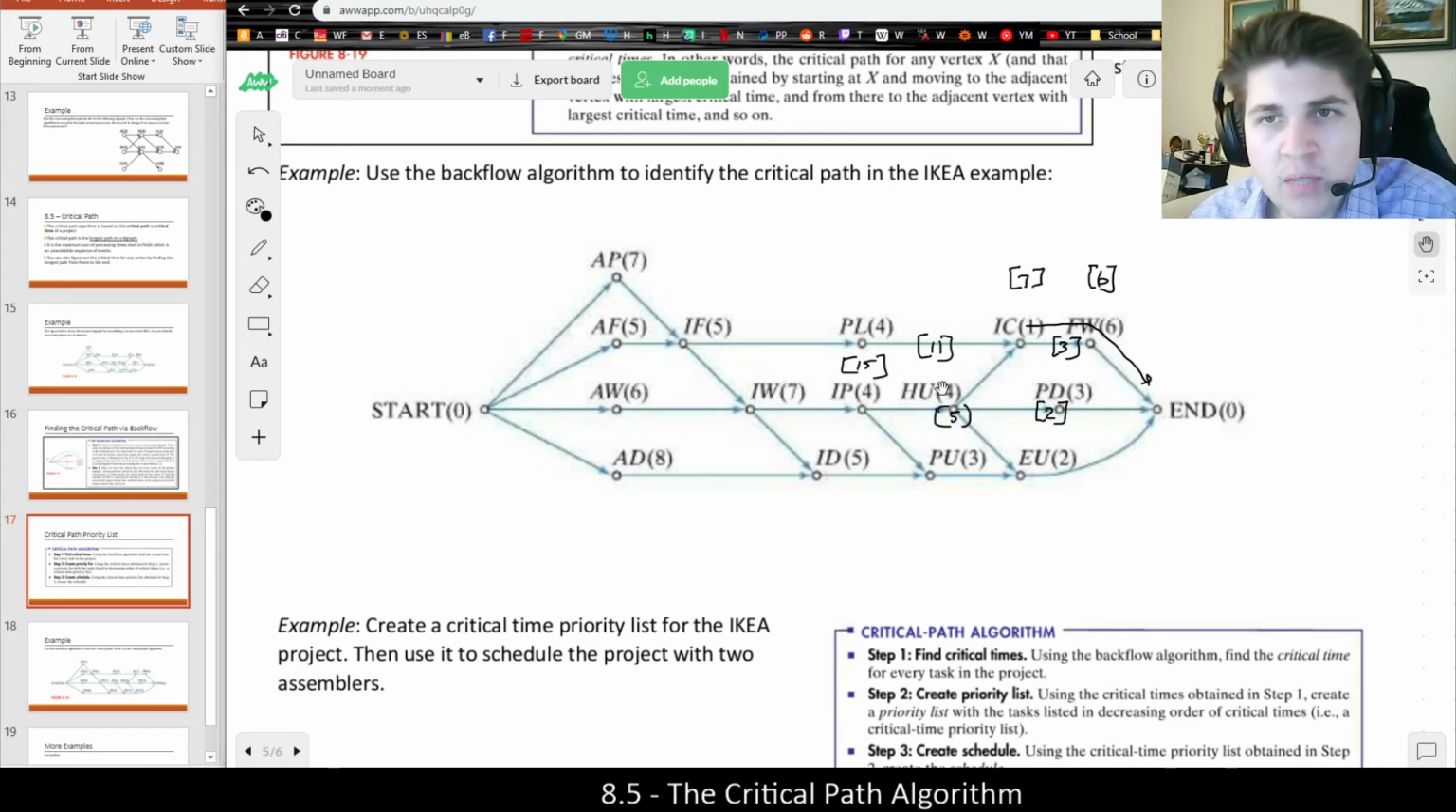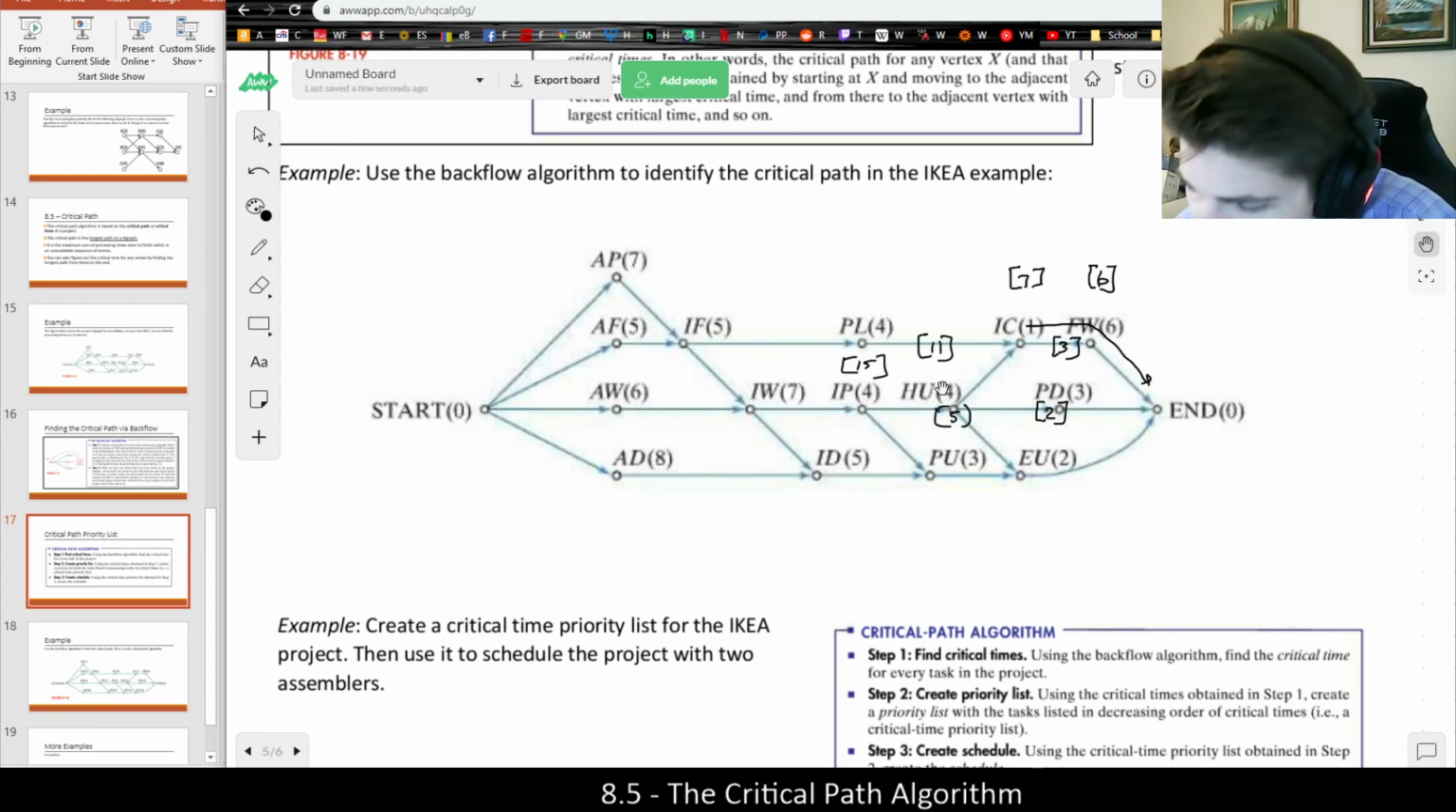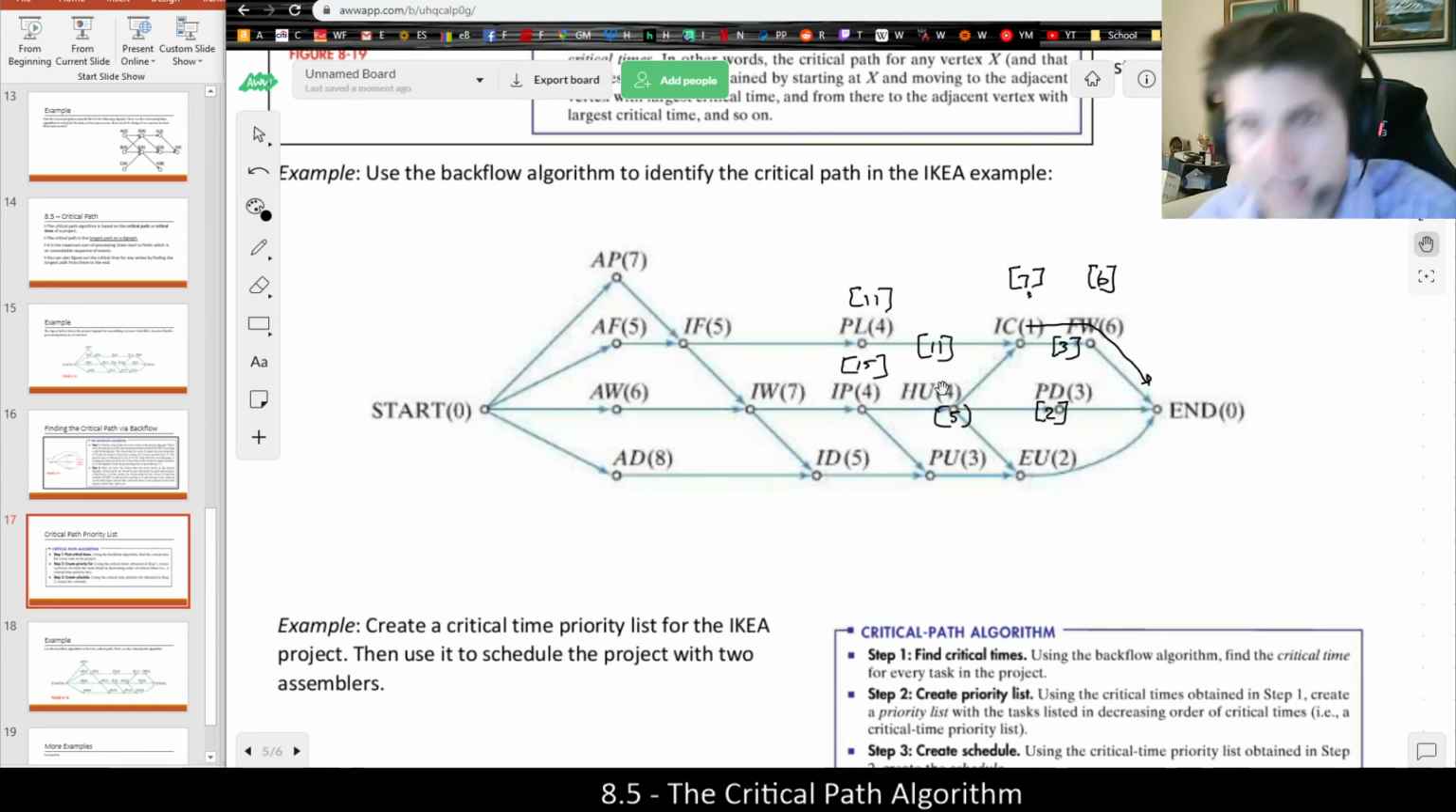And making sure to only use the largest one. You're not adding them all together, just picking the largest. So for PL, it only has one target, IC. IC has a critical time of 7. So 7 plus 4 is 11. And that's kind of how I work my way back.